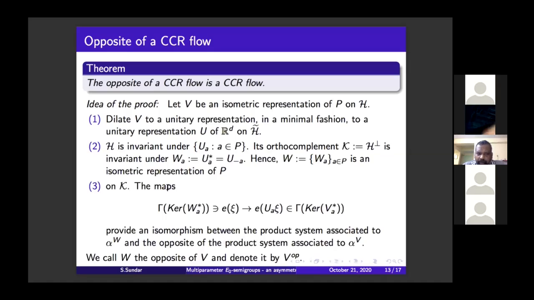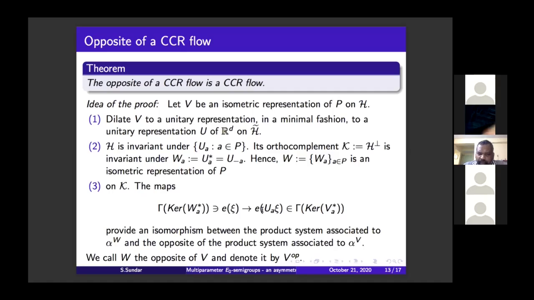So remember the product systems of the CCR flow. I look at the CCR flow associated to W. So the product system is the symmetric Fock space of kernel of WA star. Look at the product system associated to the CCR flow associated to V, that is gamma of kernel of VA star. So there is a map from the left hand side to the right hand side, which takes exponential of psi to exponential of UA psi.